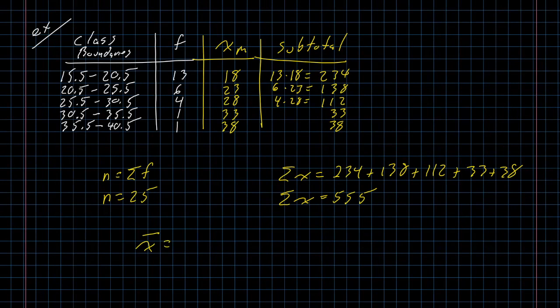Then finally, to find the mean, I take that total, 555, I divide by the number of scores, 25. My calculator is happy to tell me that 555 divided by 25 is 22.2. In this case, that turned out exact, but even if it hadn't, my scores are all rounded to the nearest whole. My midpoints are all rounded to the nearest whole. So rounding my mean to the nearest tenth is the way that I had wanted to go about that anyway.